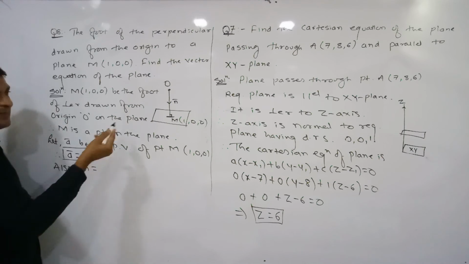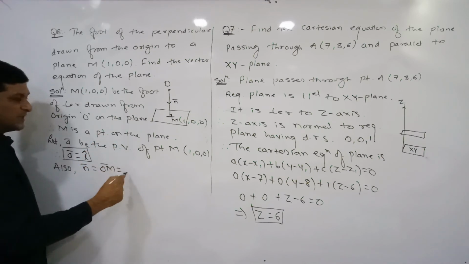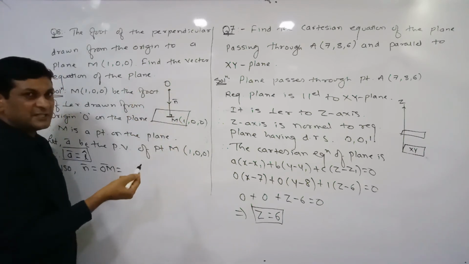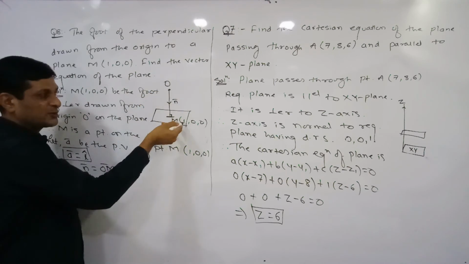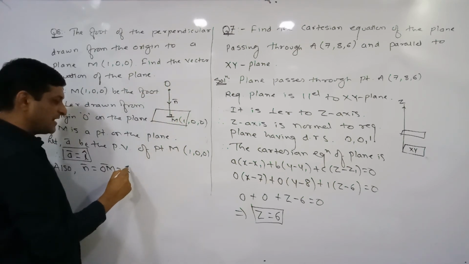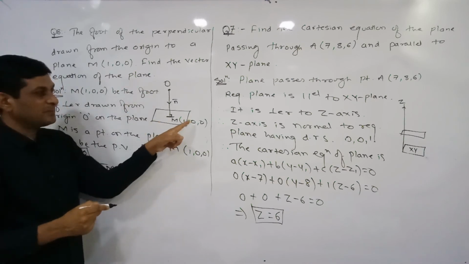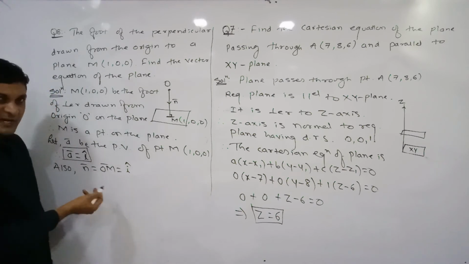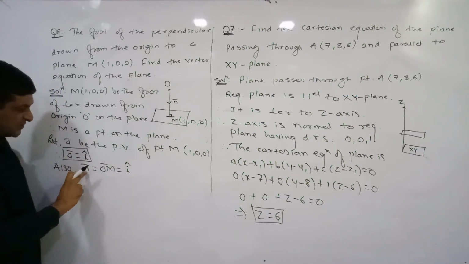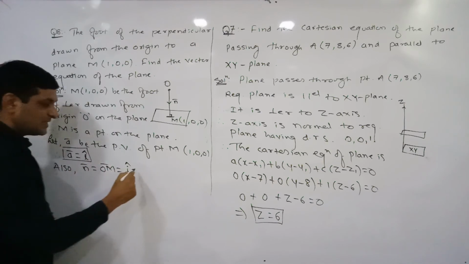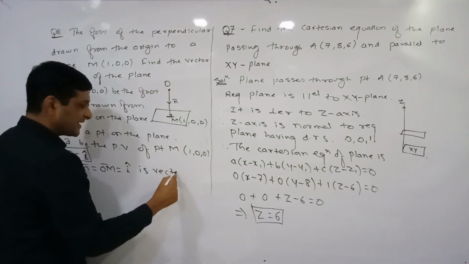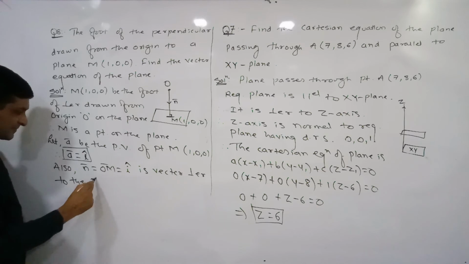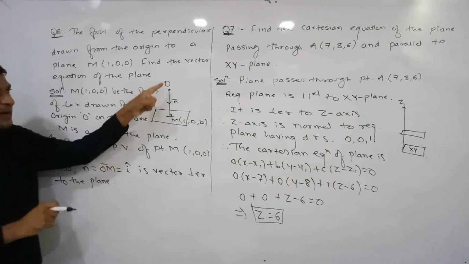Once the value of a bar is known to us, also n bar is equal to OM bar. What is the value of OM bar? M bar minus O bar, but here O bar is a zero vector, so 1 minus 0 will be equal to 1 i cap. 0 minus 0 is 0, 0 minus 0 is 0, so only the one term i cap will exist here, meaning the value of n bar is i cap, a vector perpendicular to the plane. You are getting it? OM bar I am denoting by n bar.